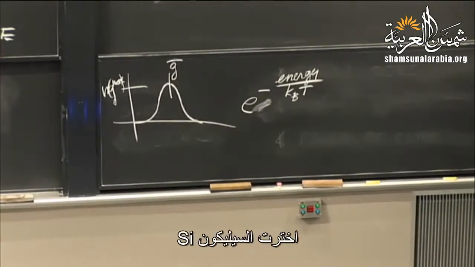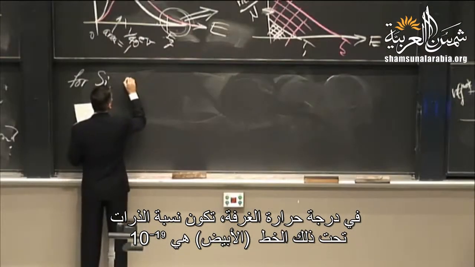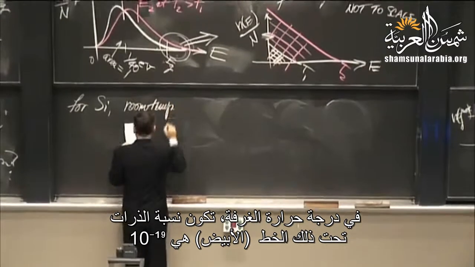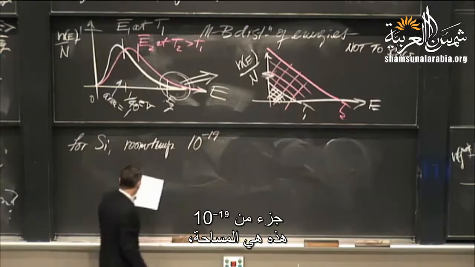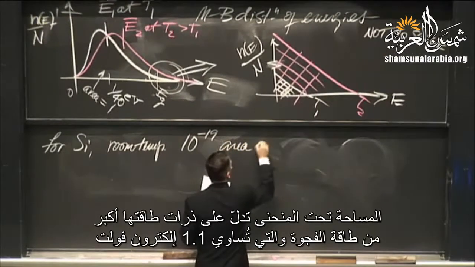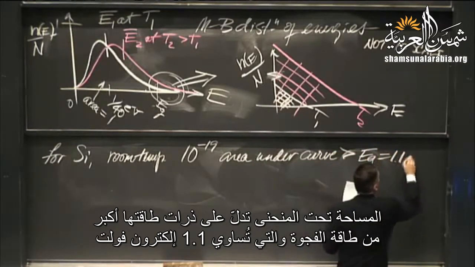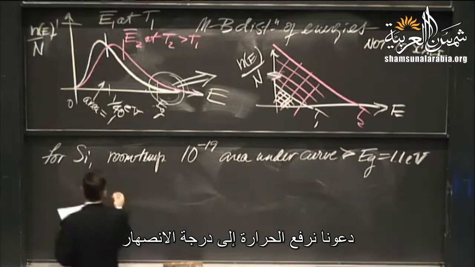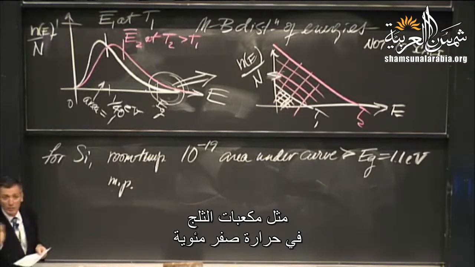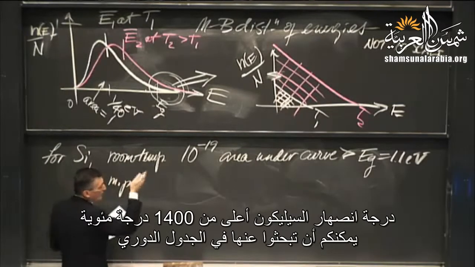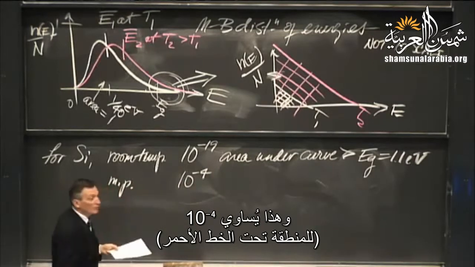All right, so I chose silicon. For silicon, I know the band gap energy is 1.1 eV, and when I go through the calculation at room temperature, the fraction underneath that line is 10 to the minus 19, 1 part in 10 to the 19. This is the area under the curve greater than the band gap energy of 1.1 eV. So then I said, well, let's go up to the melting point. I'm not going to melt the silicon. I'm just going to bring it up to its melting point, but not melt. So it's like ice cubes at 0 Celsius. It's still solid. Okay, the melting point of silicon, you can look in your periodic table. It's over 1400 degrees C. And this is 10 to the minus 4.